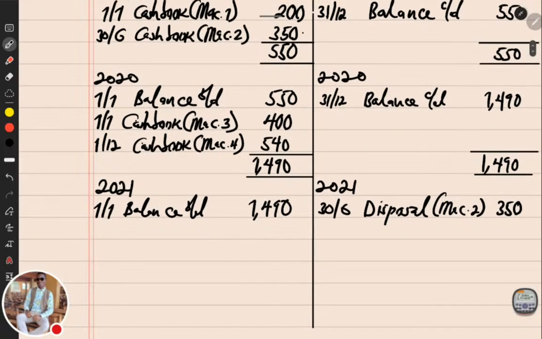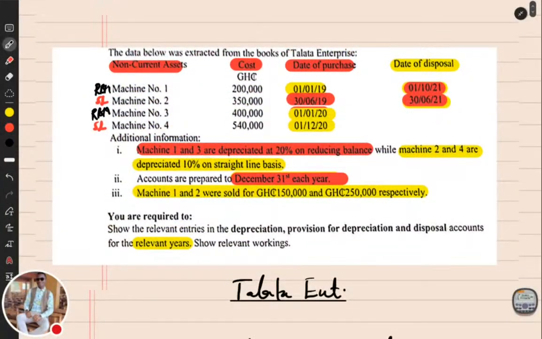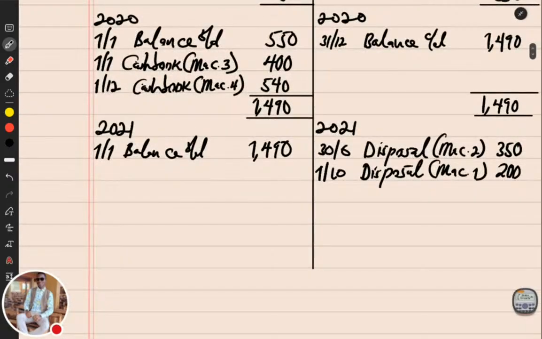Then that of machine number 1, realize that was on 1st October 2021. That is 1/10. So you also write the same thing, disposal, and write in here machine number 1. And what was the cost? Realize it was what? 200. So once we are done, there wasn't any other disposal that was undertaken. So that will be all for 2021. So we do our balancing and we are good to go.